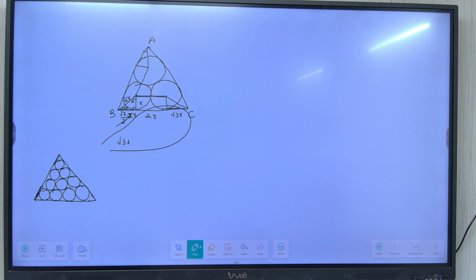Once you get the side of the equilateral triangle, then you can also find the area of the equilateral triangle, the perimeter of the equilateral triangle, whatever you are comfortable with. You can use that trigonometry or this.